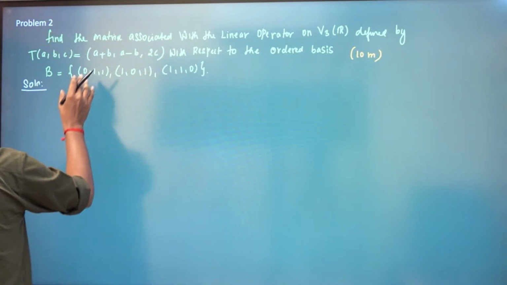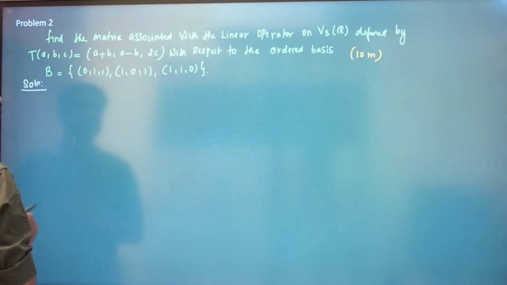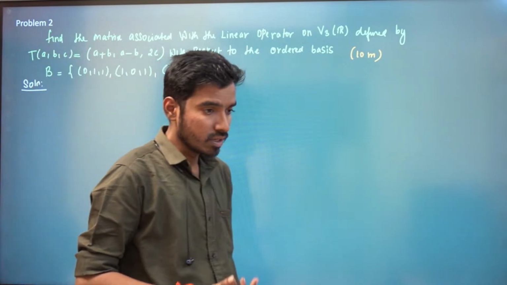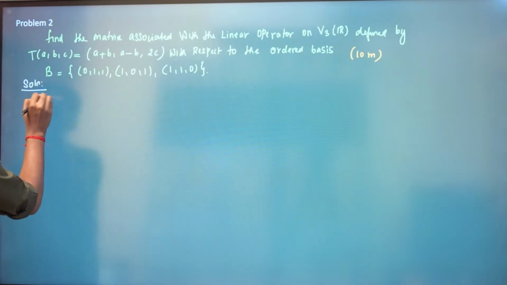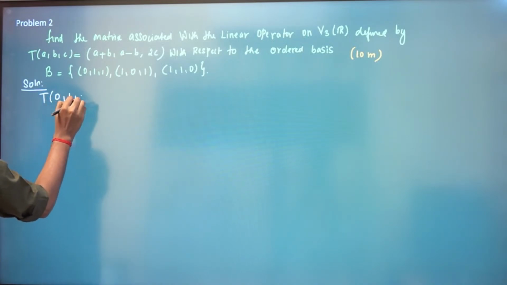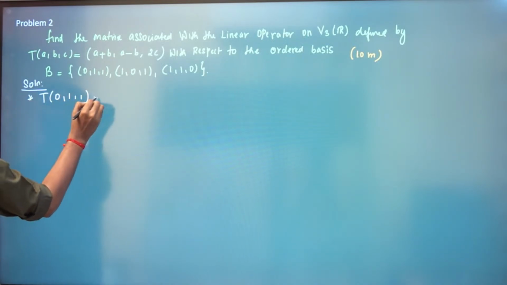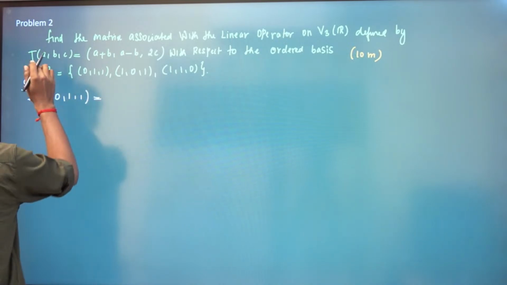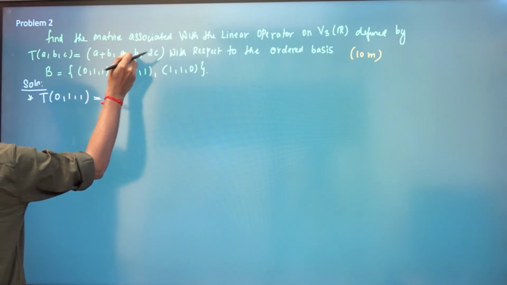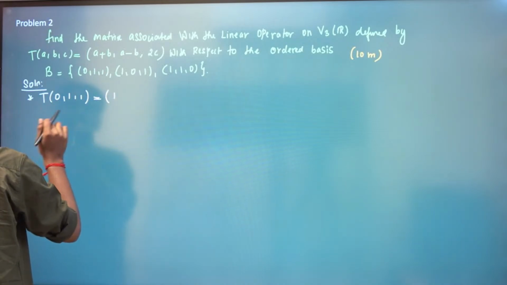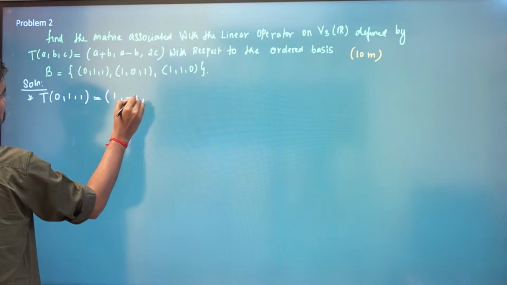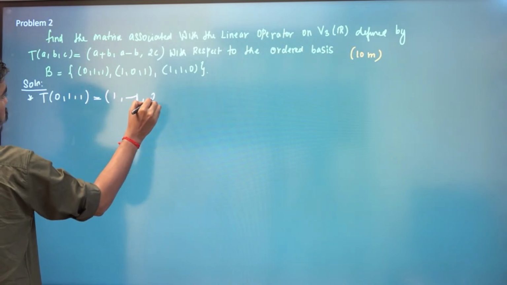Now what we'll do is we will find the matrix of T with respect to the basis. Do you know how to find the matrix of T with respect to the given basis, right? Suppose we will find the output vector of (0, 1, 1). So what is T of (0, 1, 1)? T of (a, b, c) is (a plus b, a minus b, 2c). So a plus b, so 0 plus 1, a minus b, and then 2 times c.